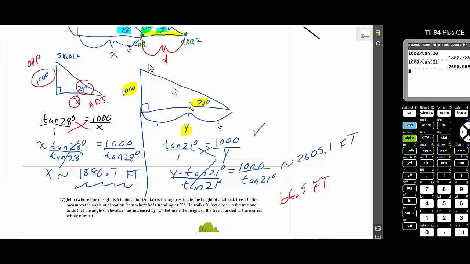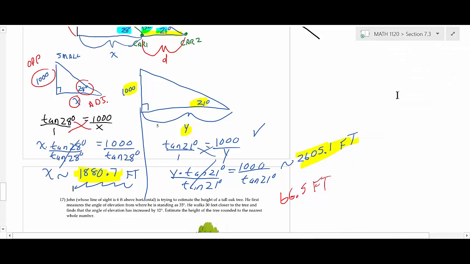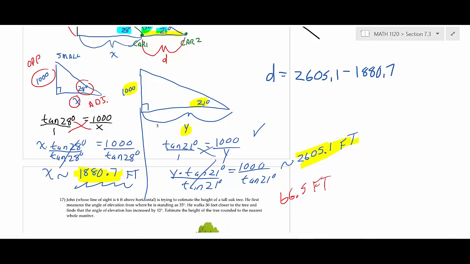So the two key things I have are this and that. What do I do with those two numbers? You subtract them, right? I got the big distance of the big triangle and the small distance, and the leftover distance would be that minus that. That's all you should have to do to find the distance between the two cars. The final answer, D, would just be 2605.1 minus 1880.7.